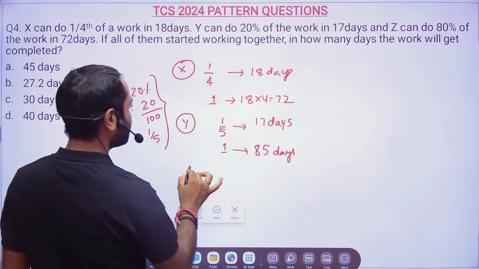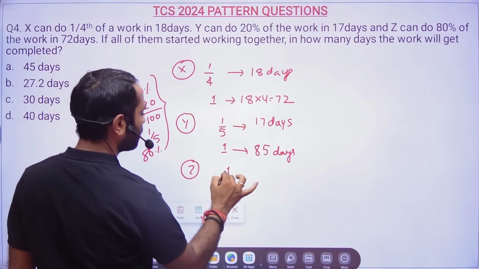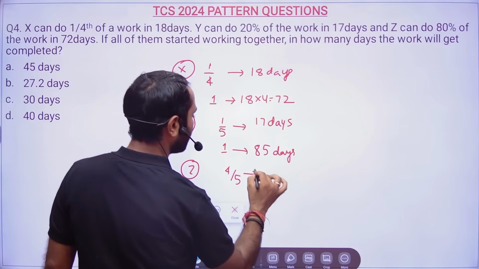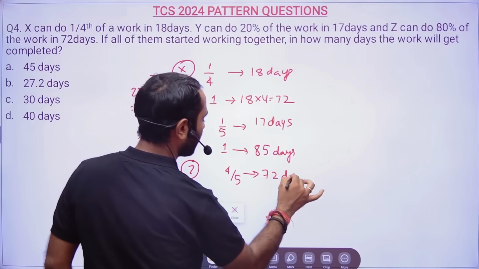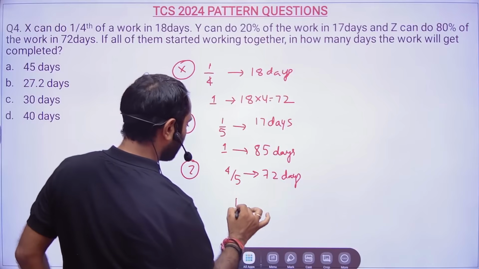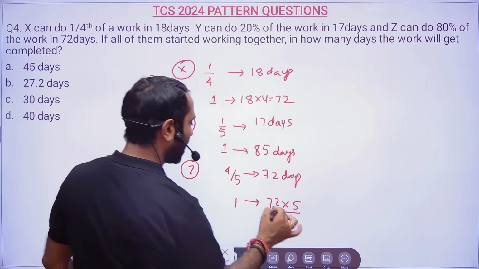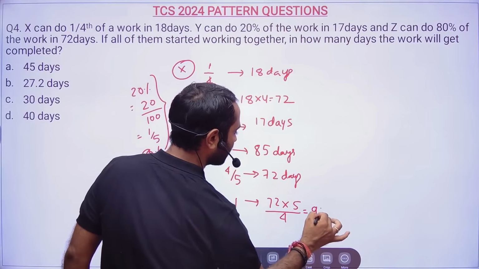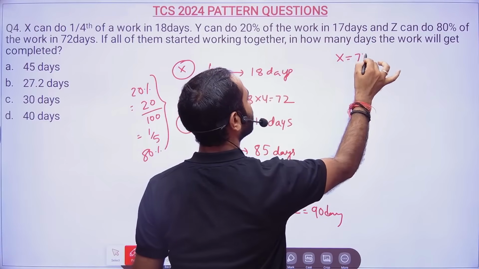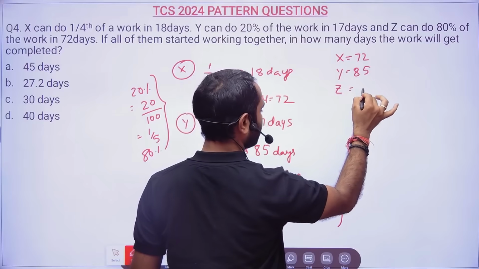Okay. Then Z, 80%. 80% is 80 by 100, that means 4 by 5. 4 by 5 of the work is completed in 72 days. So one work will be completed in 72 into 5 by 4. This will go up and 4 will come down, so it is 90 days, right? Now we know X completed the work in 72 days, Y in 85 days, and Z in 90 days.